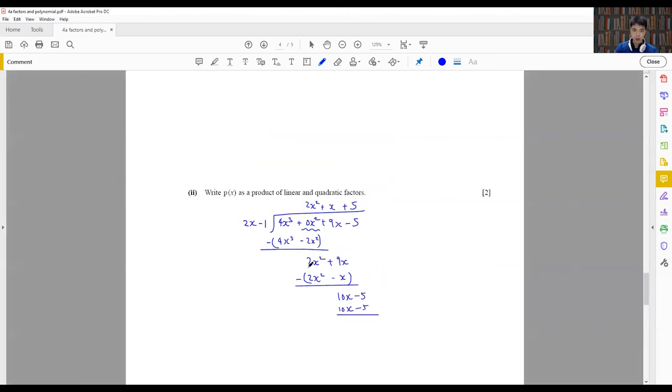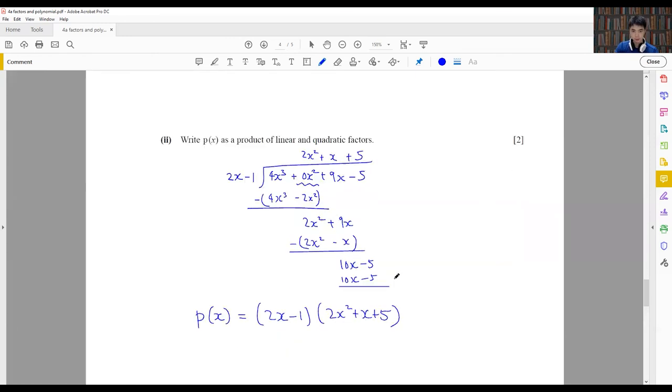And therefore, you would have your quadratic factor here and your linear factor. All you have to do is rewrite your equation. p(x) is equals to 2x minus 1 and 2x squared plus x plus 5. Your linear and your quadratic factor, like so.